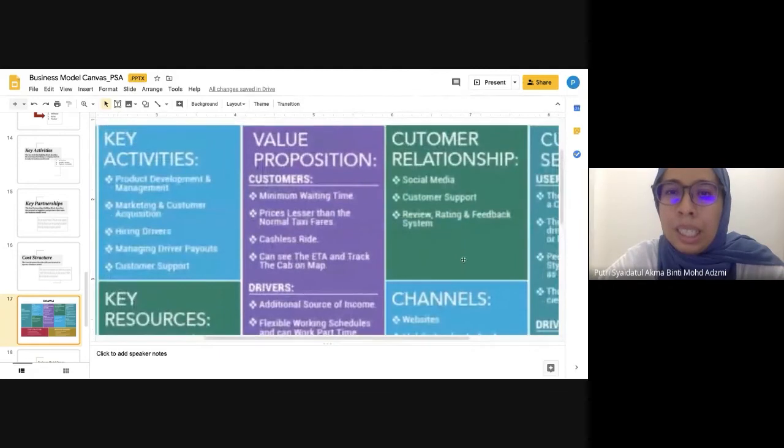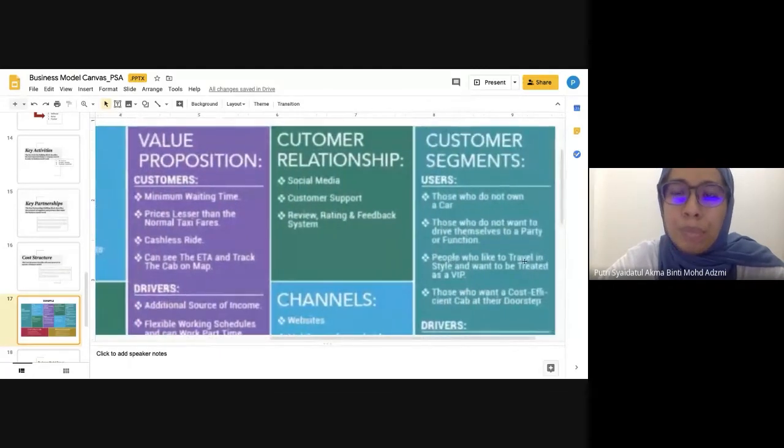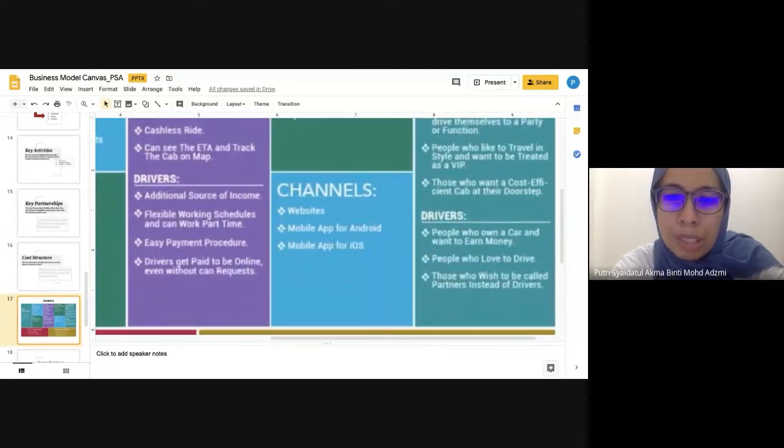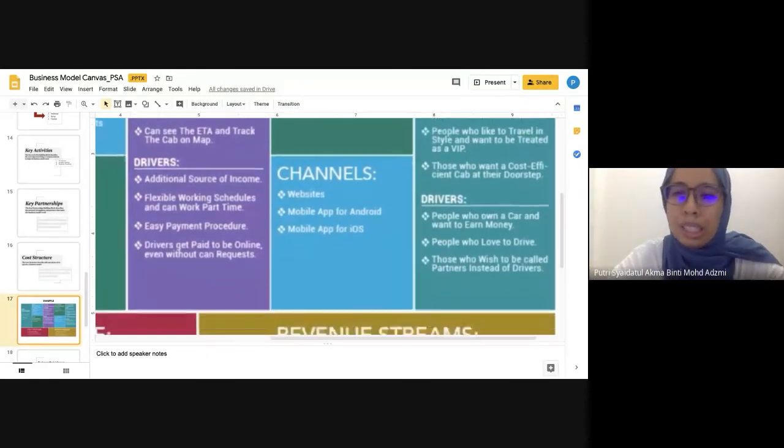Okay. Then, how do they build relationship with their customers? They use social media. They use customer support from their website, and their review and rating in their platform. Their platform is very important because they will get their review, their rating, and their feedback all through their platform. That's why the drivers kept asking you to give your 5-star for them. So basically the channels are through their app, their website, be it Android or iPhone, iOS.